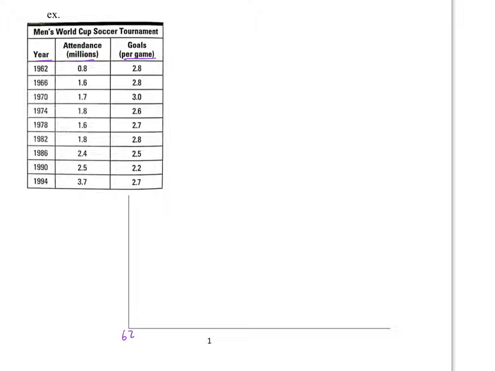And they go up evenly every time. You notice that? 62 to 66, 70, 74. They're going up by 4s. So my farthest one here is 94. 1994.